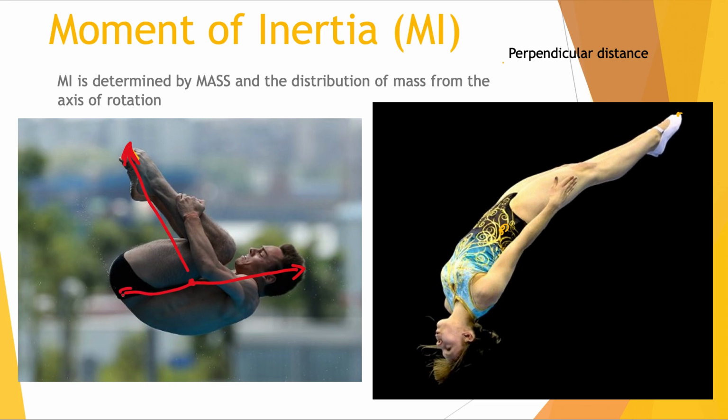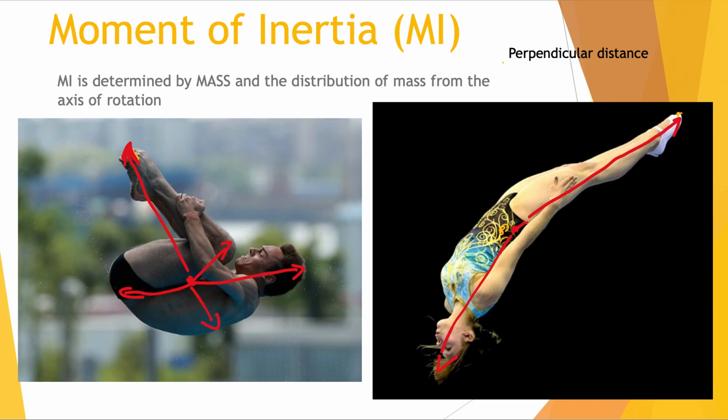In this tuck position, this distance is as small as possible. He's distributed his mass as close to this axis of rotation as he possibly can in order to reduce his moment of inertia as much as he can. This trampolinist, instead, has distributed her mass away from her axis of rotation. She's in fact pointing her toes to get her mass distributed as far from the axis of rotation as she possibly can.